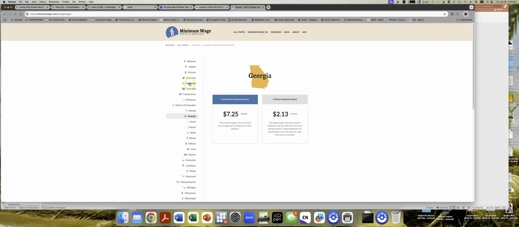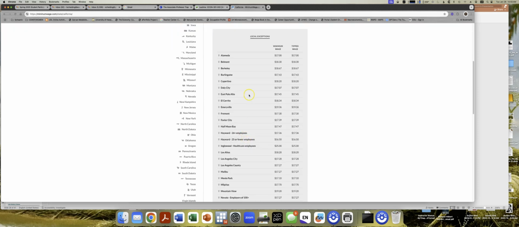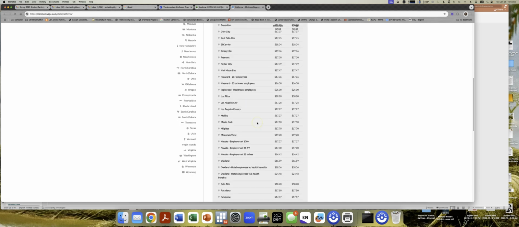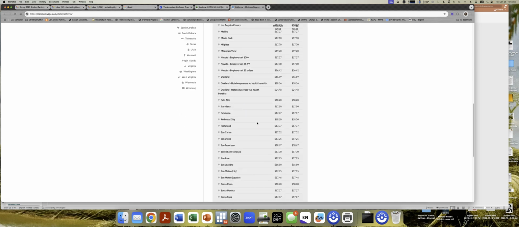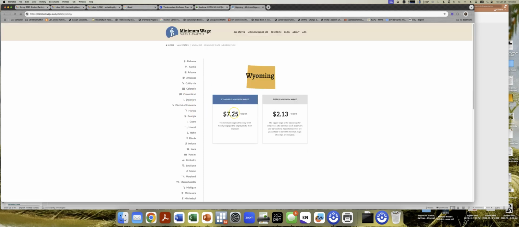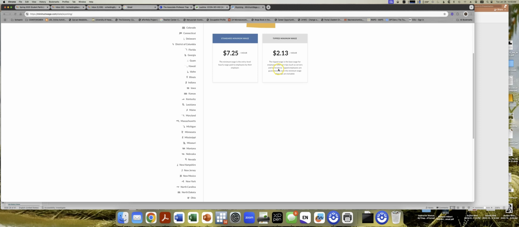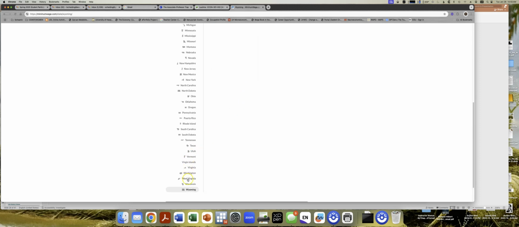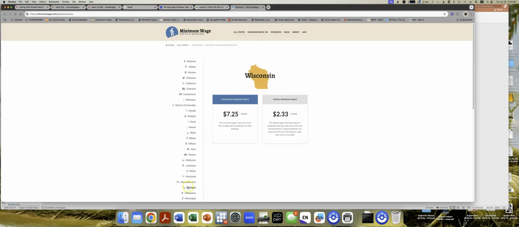If we look at California, which is going to be on the opposite end of the spectrum, that would be $16.50 an hour. And then you've got some localities, some local cities that have made it higher. Oh, look at that. Oakland, hotel employees without health benefits get $24 an hour. Not too shabby. Wyoming's going to be $7.25. If you're in a tipped job, $2.13. Wisconsin, my home state, $7.25.